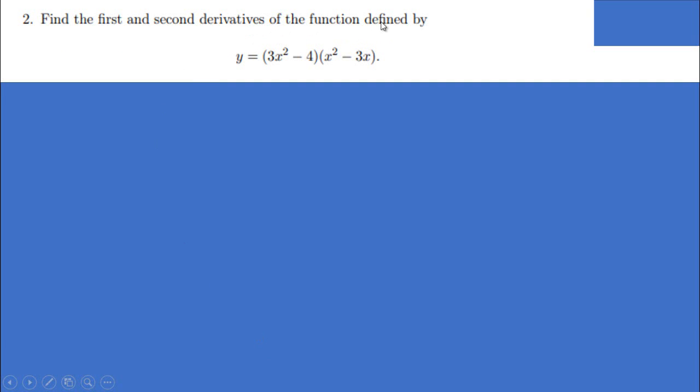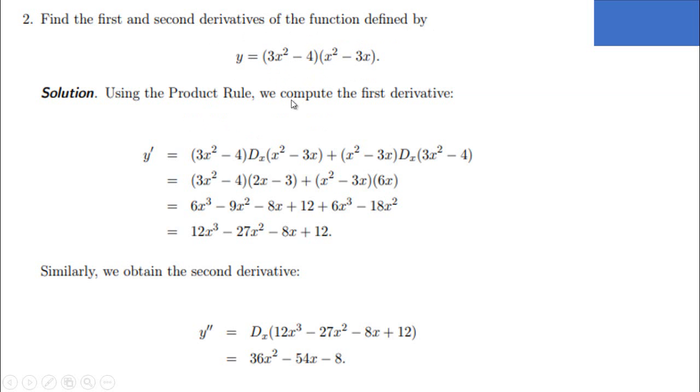Find the first and second derivatives of the function. So, this is the product rule. And if you're going to multiply this one, we can copy, derivative, copy. So, copy the derivative of x squared minus 3x, plus copy of this one, plus the derivative of the first.